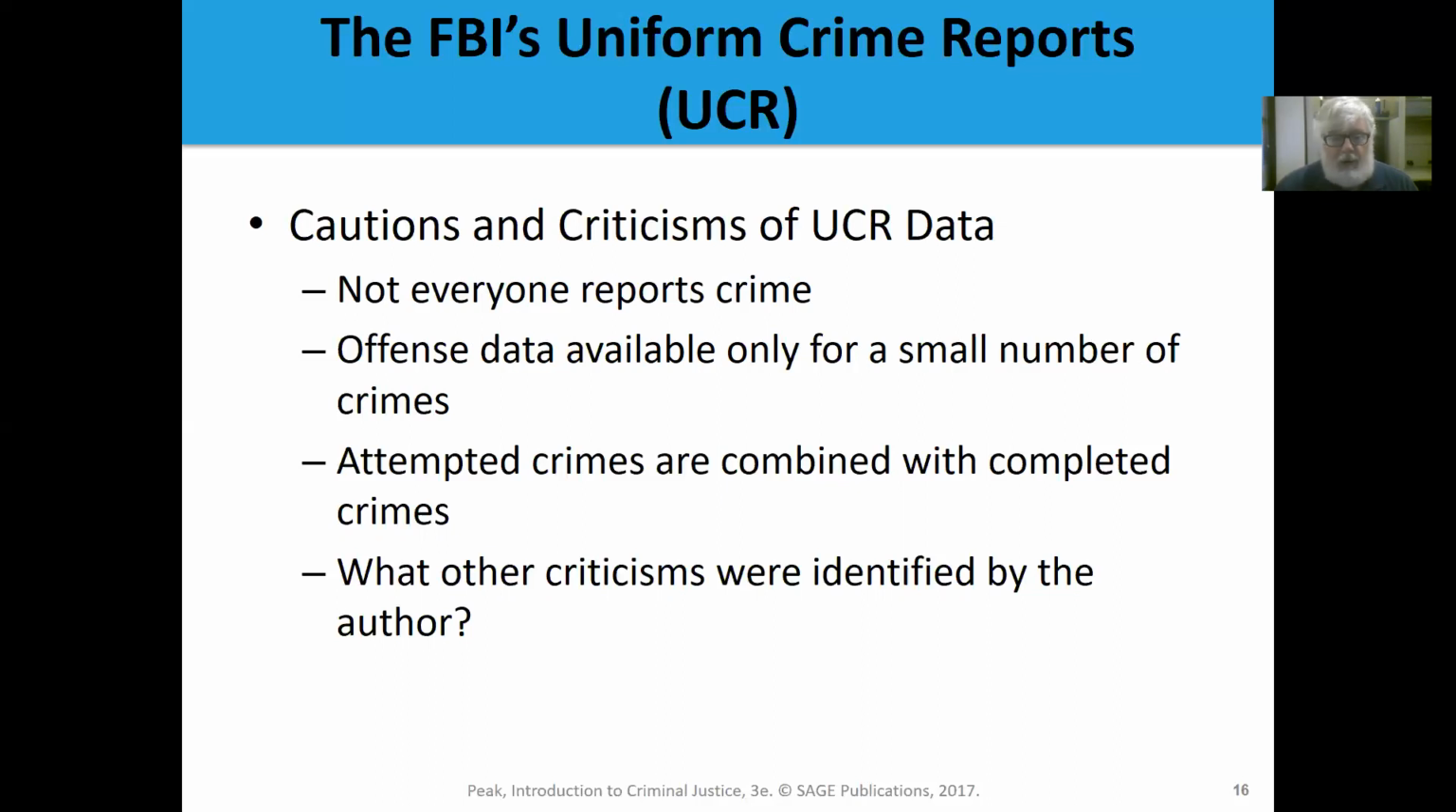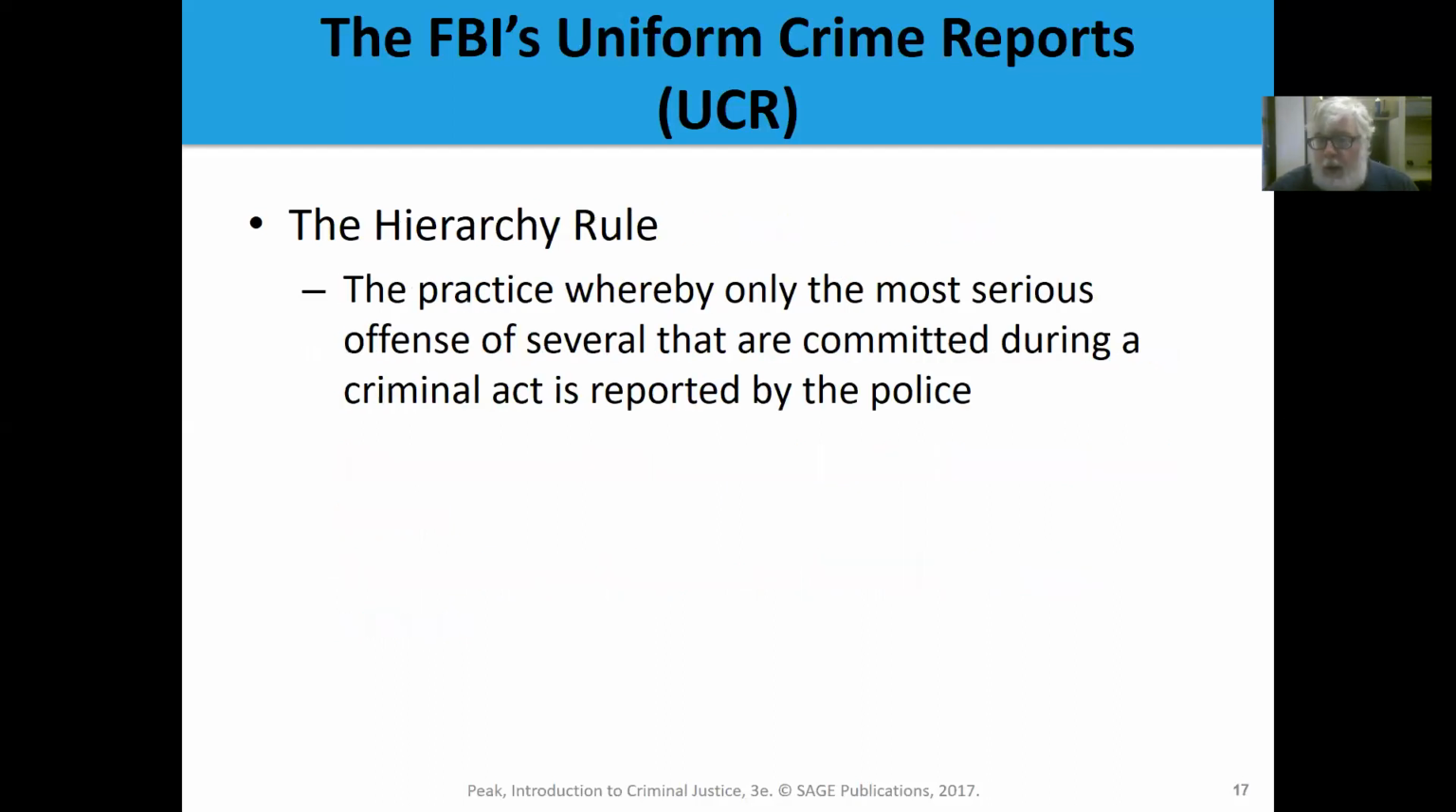There are other criticisms, and in your book, you're going to notice some other criticisms identified by the author. Again, we don't know about all the crimes. It's only a summary, so it doesn't give us details about when or how those crimes occurred, because as I said, the new NIBRS system is going to give us that data. The other issue is what they call the hierarchy rule. For UCR counting, they only count the most serious crime.